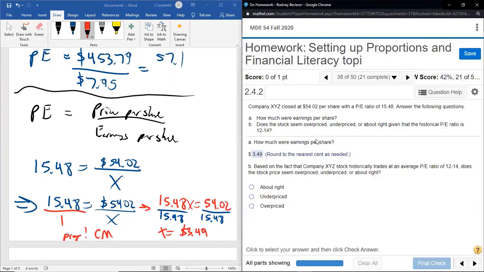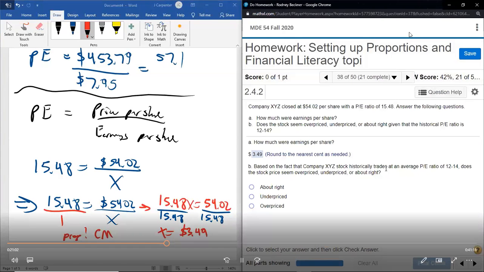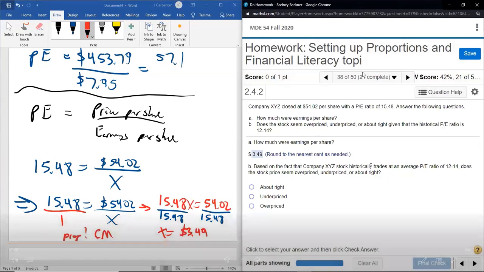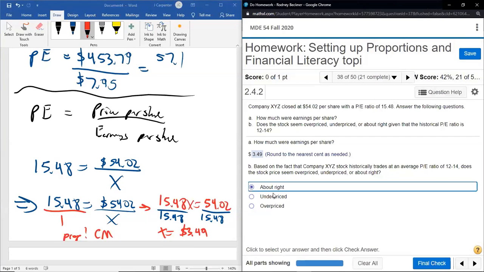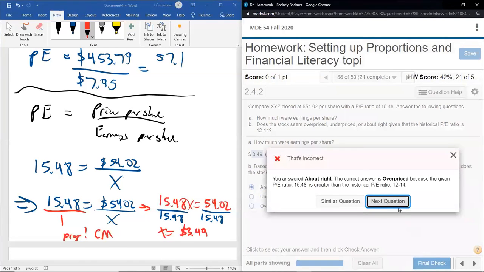Based on the fact that this company historically trades at an average PE of 12 to 14, does the stock price seem overpriced, underpriced, or about right? So I might disagree with what they say because 15 is technically higher than 14, but they're only one off, so I would say about right, especially because of the use of the word about. If this PE ratio was something like 20, I'd say it's a little over. If it was something like 10, I might say it's a little under. And that is exactly what I expected if you heard me.